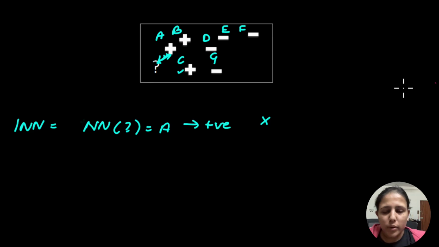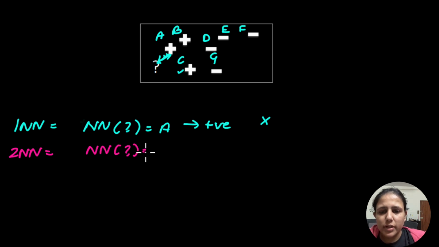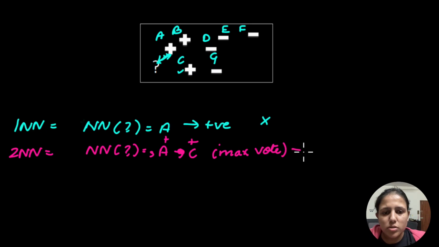Now let's try to look at 2NN. The nearest two neighbors of question mark we have to find. We know that one of them is A and the other one we can clearly visualize as C. Now we'll take the max vote. Both of them are positive, so this is giving positive. But we are looking for a negative value, so this is also not the answer.